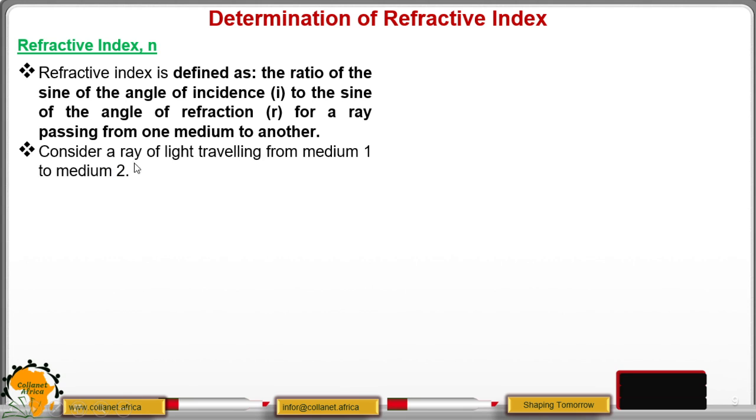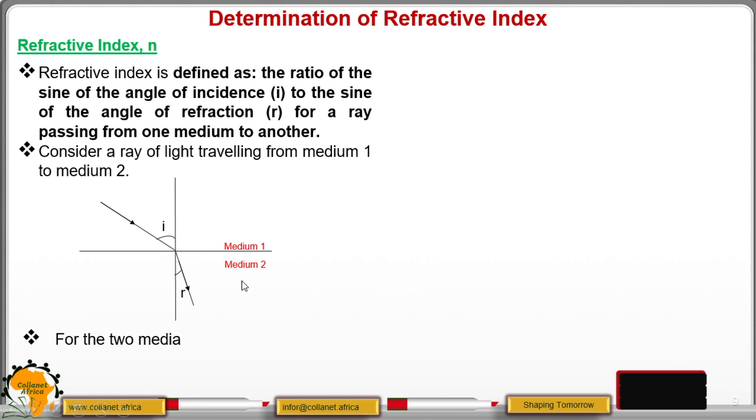We are going to consider a ray that is traveling from medium 1 to medium 2 as shown in this diagram. Now, if you look at this ray, this is what we are calling the incident ray, the angle of incidence. Then we have the refracted ray and the angle of refraction, R. Then it is traveling from medium 1 to medium 2.